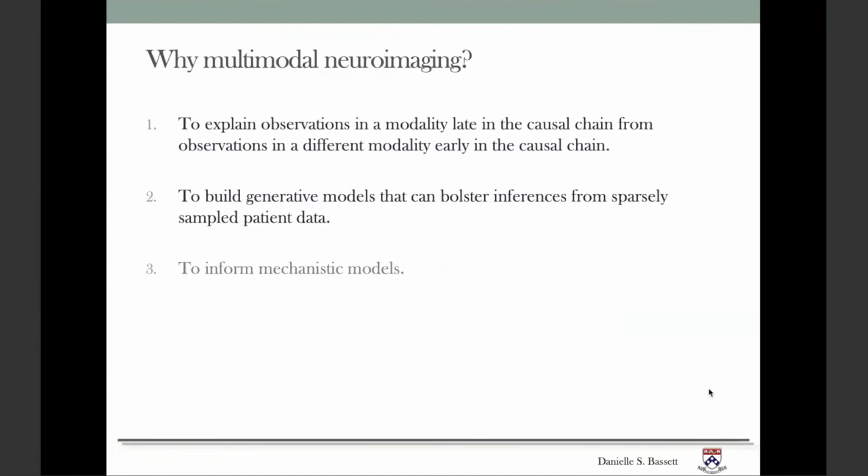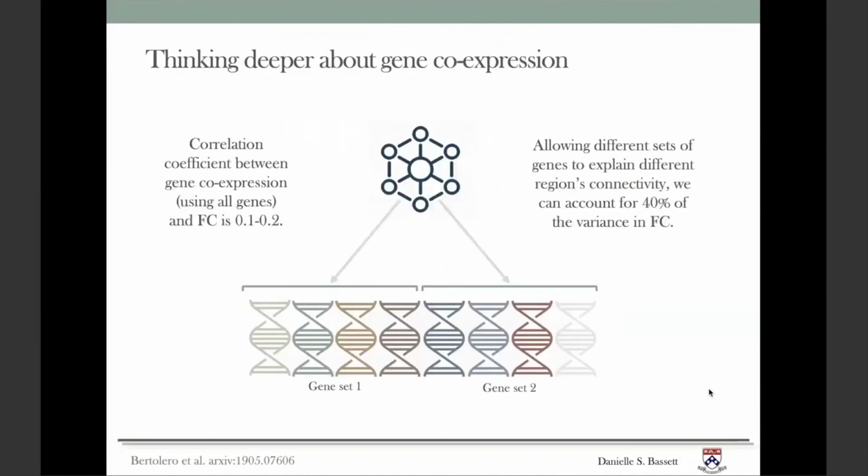And then number two, to build generative models that can bolster inferences from sparsely sampled patient data. I want to move into the last bit to inform mechanistic models, but before I do, I want to mention a big limitation of that study that I just talked to you about.